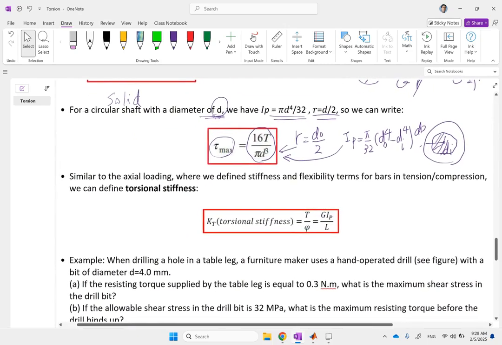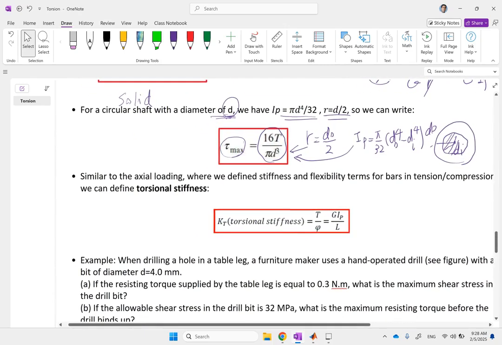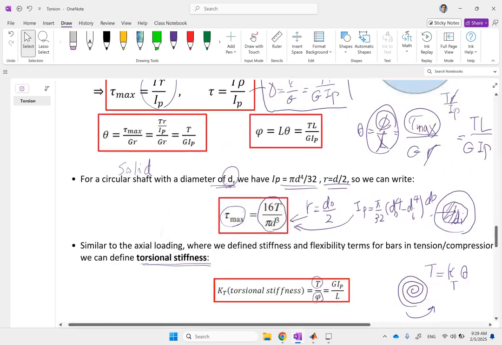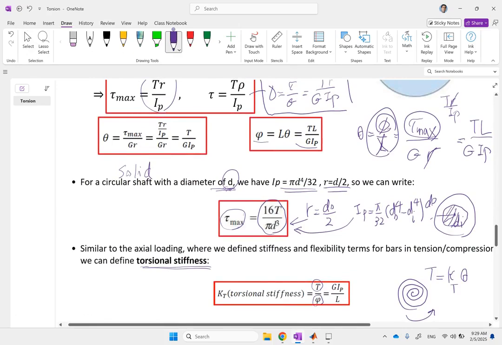By the way, similar to axial loading, where we defined an axial stiffness, for torsion we can also define torsional stiffness. What is that? If you consider a torsion spring, you know that if you apply a torque to it and it changes some angle, the torque is the spring constant K_T times the change in the angle theta. So the spring constant for that was T over theta. Now in this case, the angle that you change is phi as opposed to theta, so it's T over phi. And remember, the formula for phi is this. So if you divide T by that, you get G I_P over L.